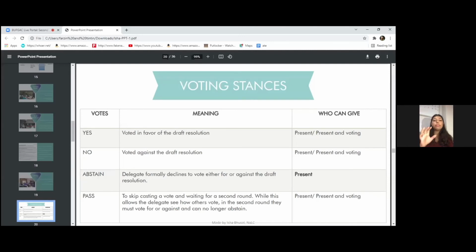It's pretty clear, but you'll understand this more if you have done it practically rather than theoretically. Okay, so let's go to the next slide.